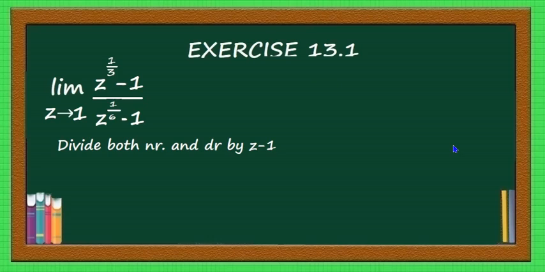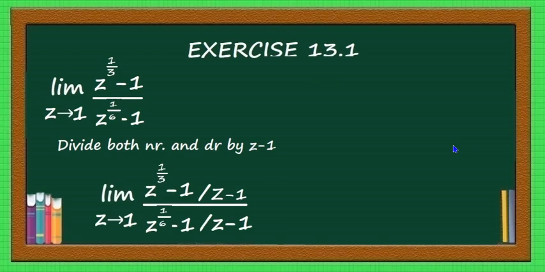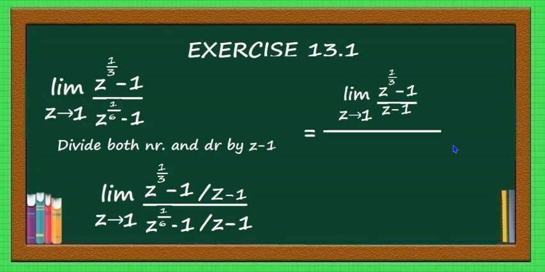And if you divide both numerator and denominator by z minus 1, you will have limit z tending to 1, z to the power 1 by 3 minus 1 divided by z minus 1 whole divided by z to the power 1 by 6 minus 1 divided by z minus 1. And we can write like this, limit z tending to 1, z to the power 1 by 3 minus 1 divided by z minus 1 divided by limit z tending to 1, z to the power 1 by 6 minus 1 divided by z minus 1. And the numerator and denominator both are in the standard form, and just you have to apply the formula, that's all.